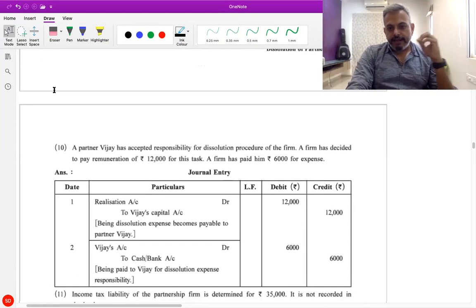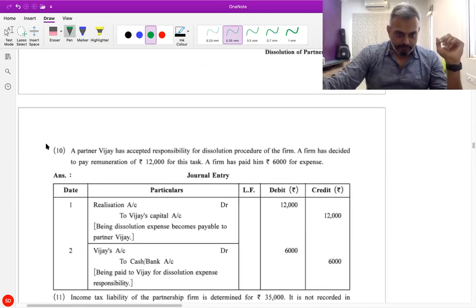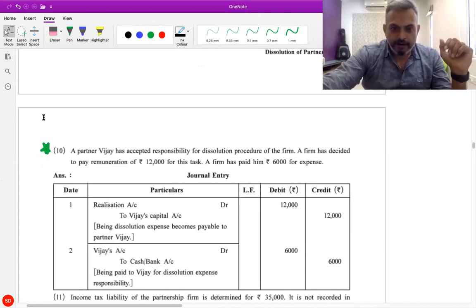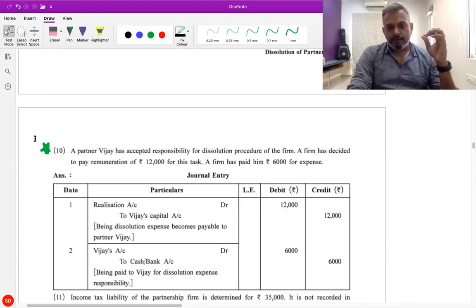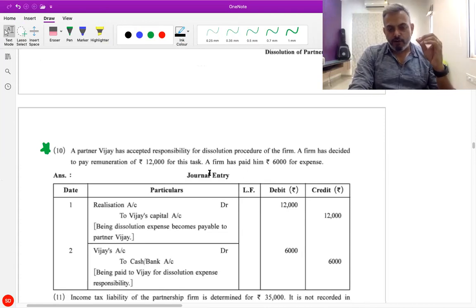Okay, 10th one, extremely important, please mark it. Partner Vijay accepted responsibility for dissolution procedure of the firm. The firm has decided to pay remuneration of 12,000 for this task. The firm has paid him rupees 6,000 for expense. Now, the partner accepted responsibility for the dissolution process of the firm.